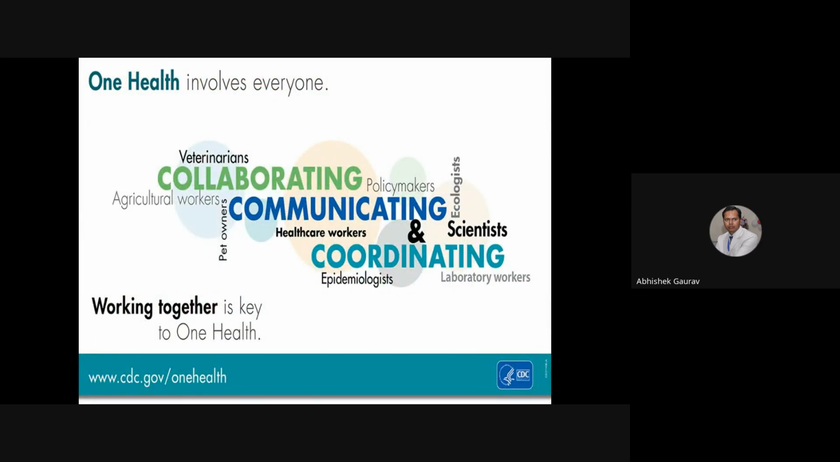The key of One Health approach is working together, means collaboration, communication, and coordination among the various stakeholders like veterinarians, the human doctor, the food safety workers, the wildlife workers, the epidemiologists, the surveillance workers, ecologists, and also the policymakers. These are the stakeholders which have to work together, which is the key to One Health.